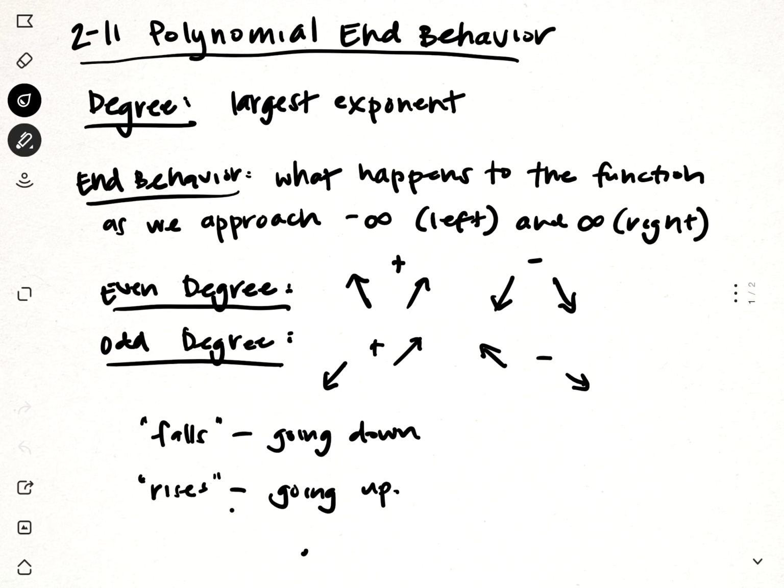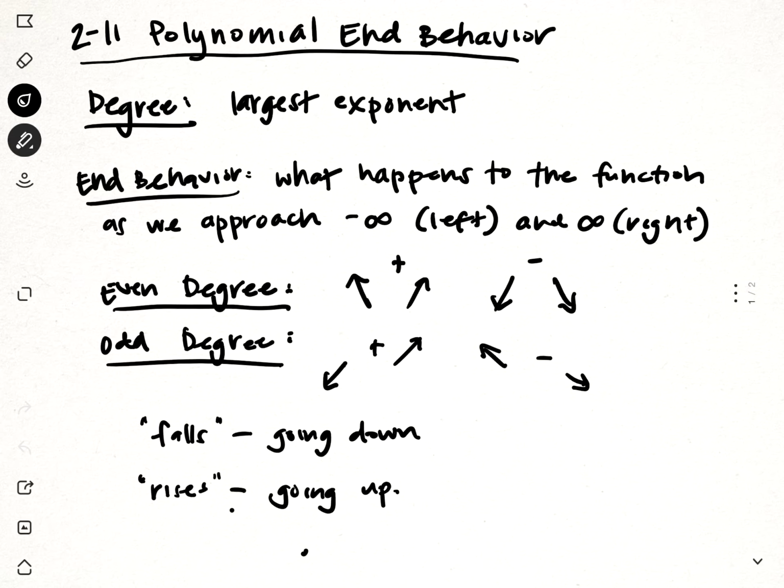Before we start talking about end behavior, we have to understand what the degree means, and this is a review from Algebra 1. The degree just means the largest exponent, and when we're talking about end behavior, we're looking at just that term with the largest exponent on it. End behavior means we're looking at what happens to the function as we approach negative infinity to the left and infinity to the right.